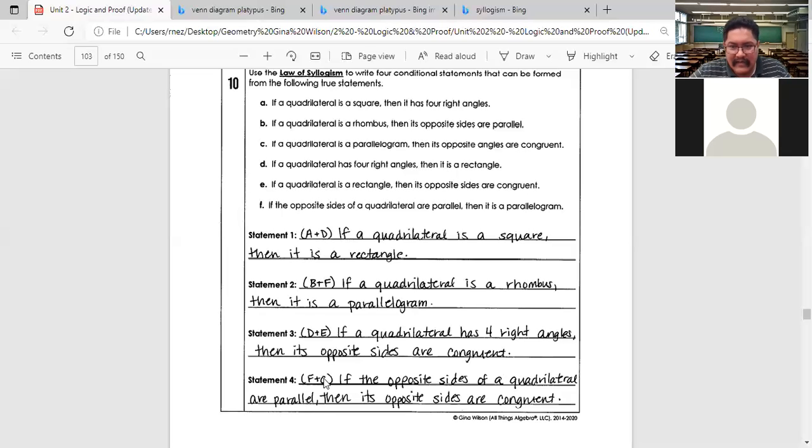And the last one here is F and C. F is, if the opposite sides of a quadrilateral are parallel, then it is a parallelogram. Again, they remove the it is a parallelogram, and they jump straight to statement C, which says if we know it's a parallelogram, then its opposite angles are congruent. Basically, that's what you're doing. You're just trying to pull these together into statements that follow that rule.